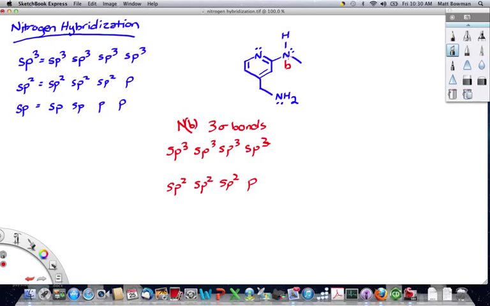So if we take a look at nitrogen B, it's attached to a hydrogen. That hydrogen only has an s orbital. This carbon right here is sp3 hybridized, so it doesn't have a p orbital. This carbon right here is sp2 hybridized. It does have a p orbital. Because this carbon has a p orbital, that nitrogen lone pair wants to be in a p orbital. So therefore, nitrogen B is sp2 hybridized to allow that lone pair to be in a p orbital.